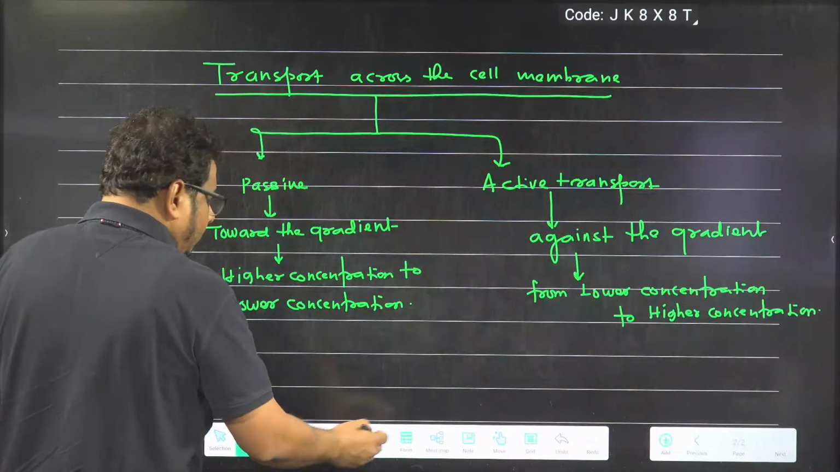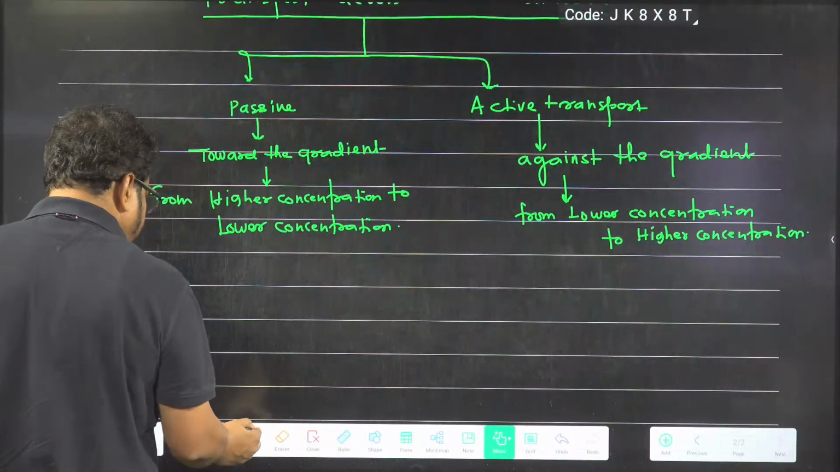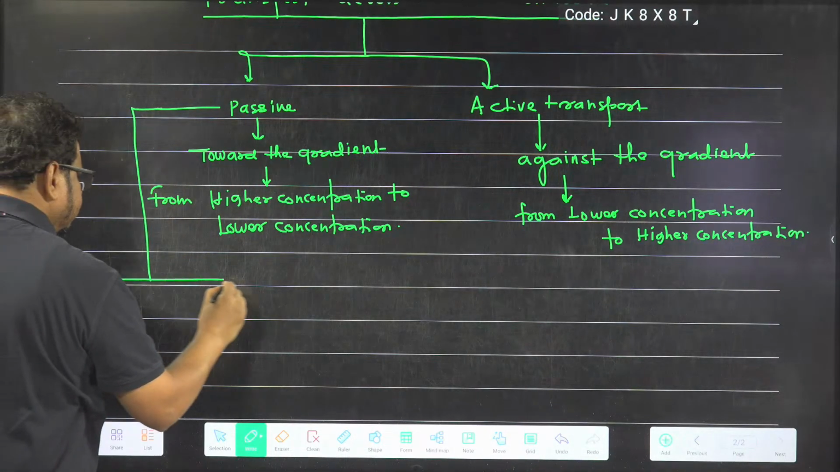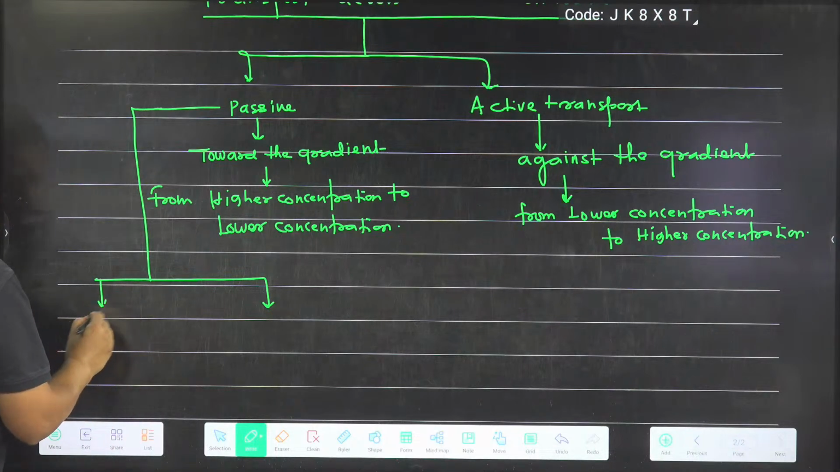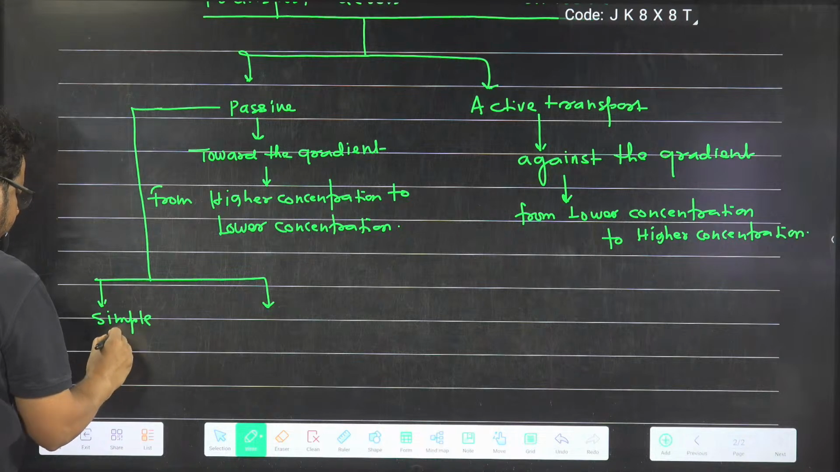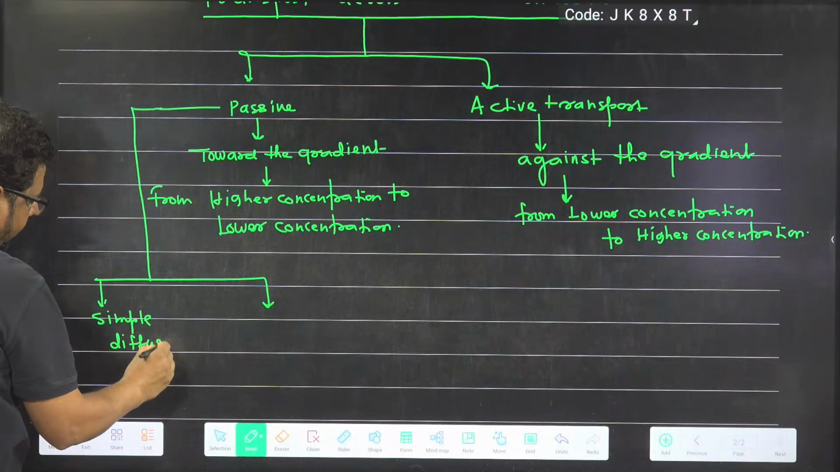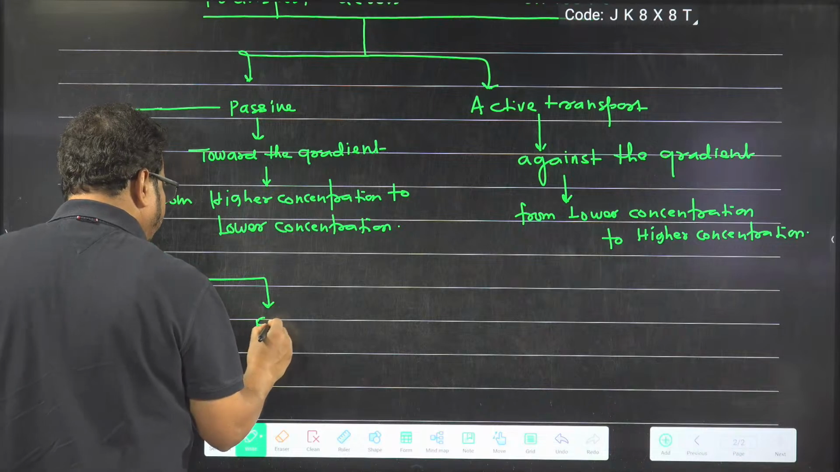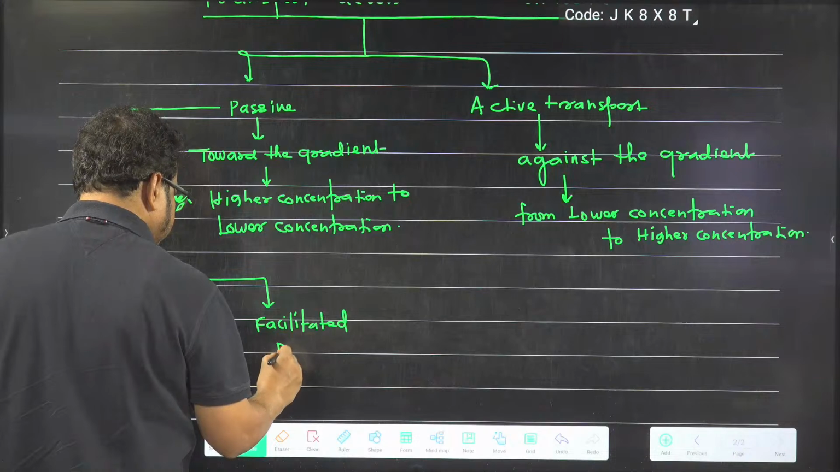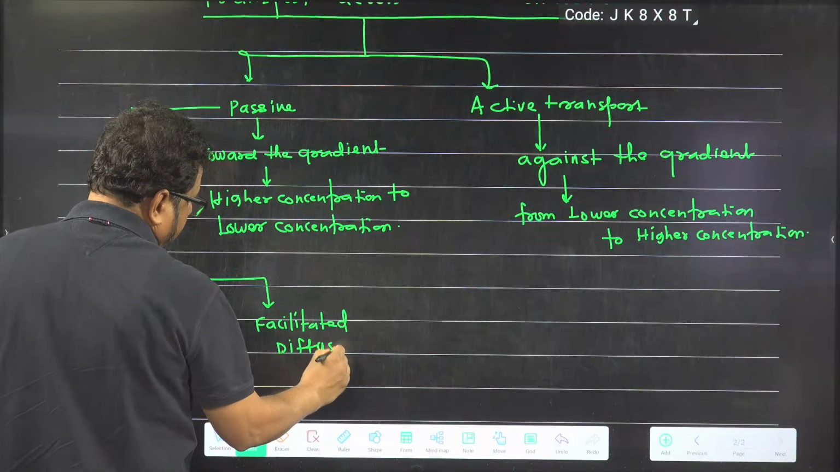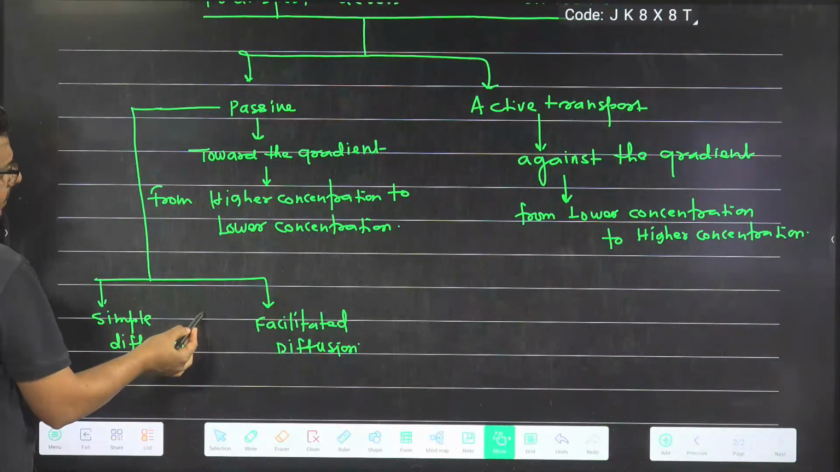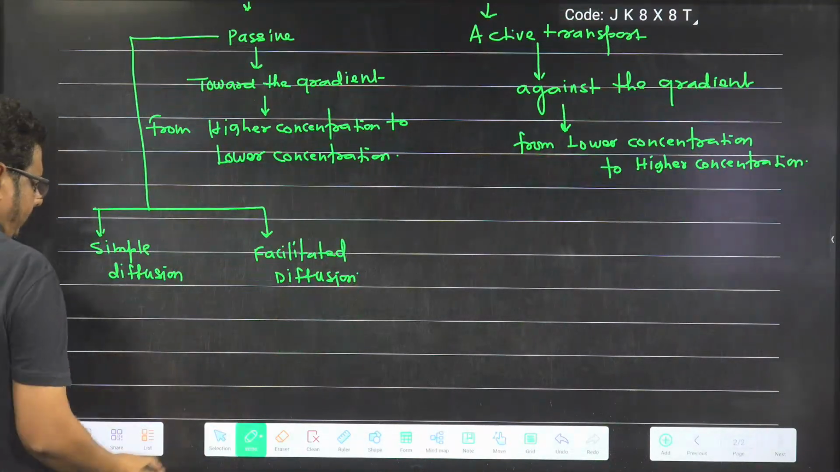Higher concentration. So if we talk about passive transport, it is of two types. Passive transport occurs by two methods. One is called simple diffusion. Another one is called facilitated diffusion. First you draw the flow chart, then I will explain everything. Don't worry about it. Right?